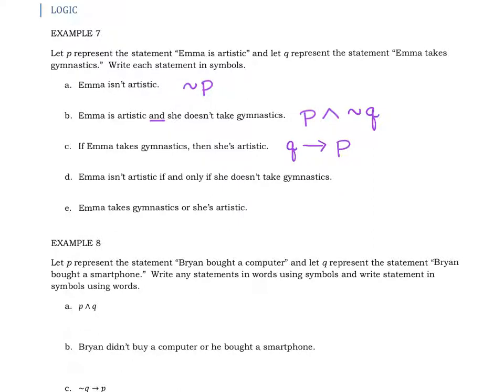All right, moving on to D. Emma isn't artistic if and only if she doesn't take gymnastics. So she's not artistic, so that's not P. If and only if is the two-way arrow. And then she doesn't, so there's our not, okay? She doesn't take gymnastics, which is statement Q. And finally, moving on to E, Emma takes gymnastics, so that's statement Q. Or, so that's our V, she's artistic, which is P.